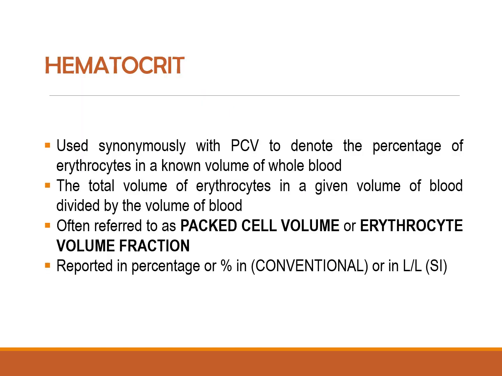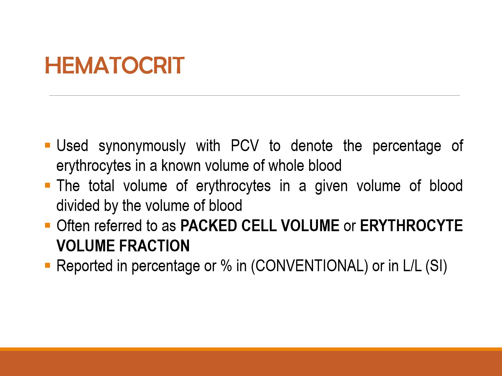First, we define what is hematocrit. Hematocrit is used synonymously with packed cell volume to denote the percentage of red blood cells in a known volume of whole blood. It is the total volume of erythrocytes in a given volume of blood divided by the volume of blood. Our hematocrit has other names like packed cell volume or erythrocyte volume fraction.